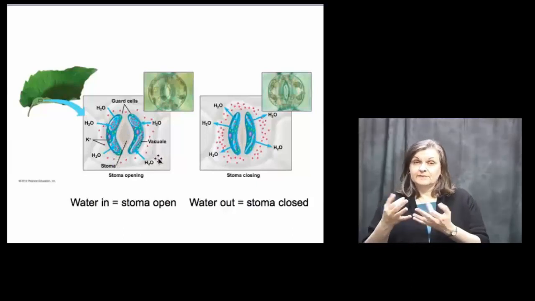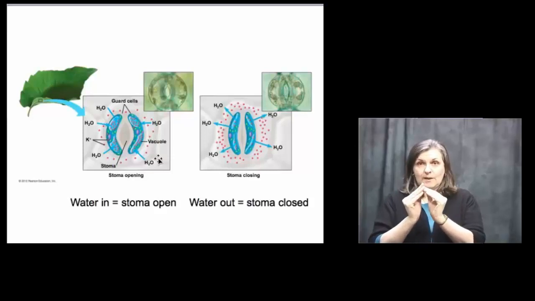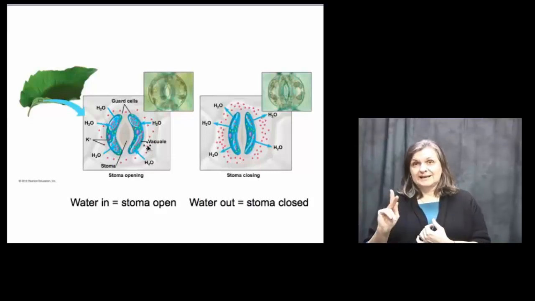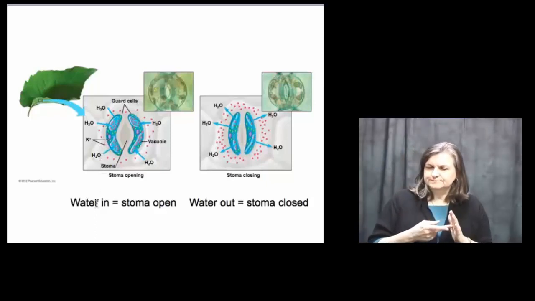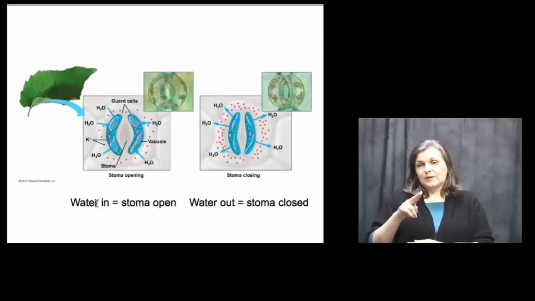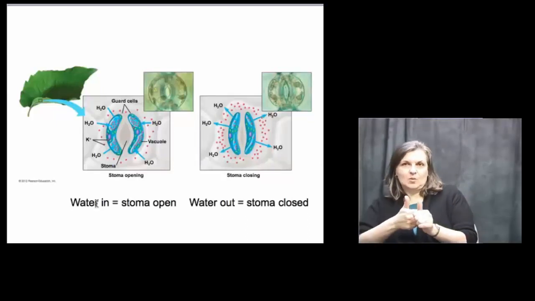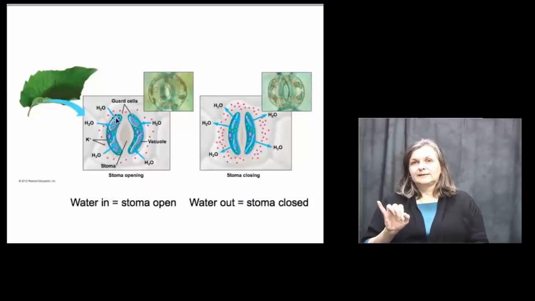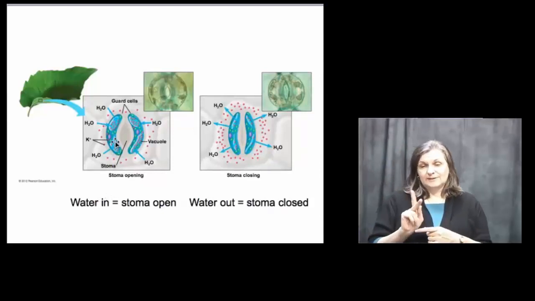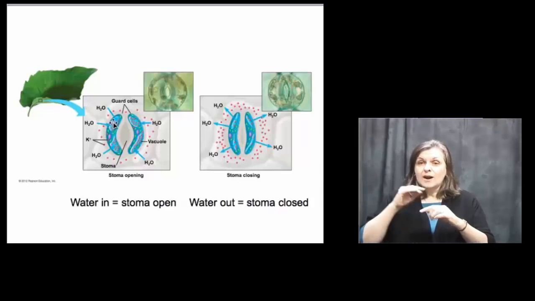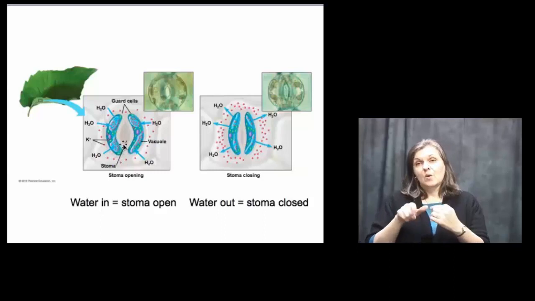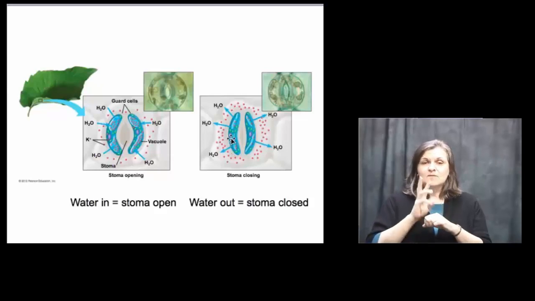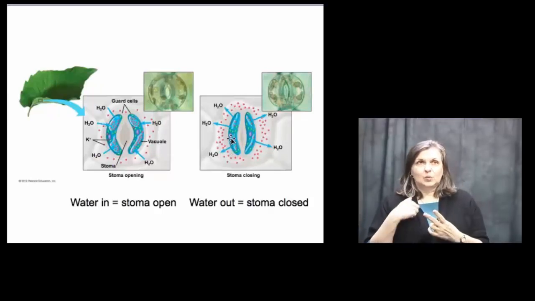Now, if I want my guard cells to allow the stoma to open, I'm going to actively move potassium into the guard cells. What does this do? Well, by moving potassium in, water follows. Water is trying to dilute out the potassium in our guard cells. Okay? So this causes a bowing or a bending of the guard cells that allows the stoma to open.